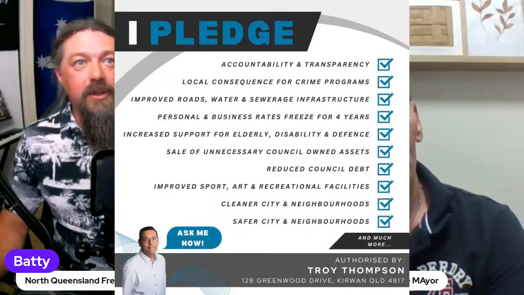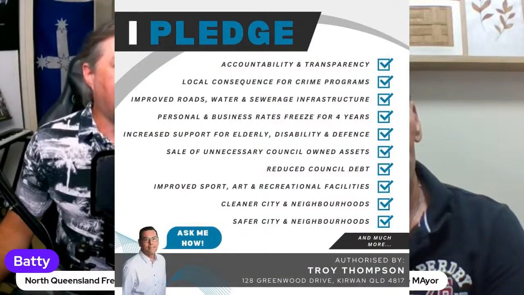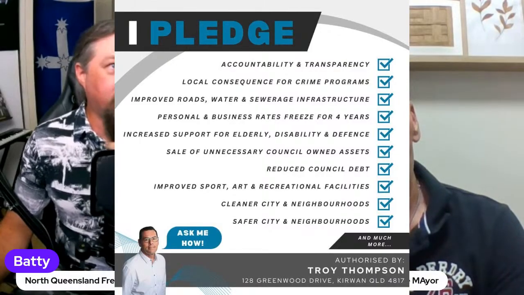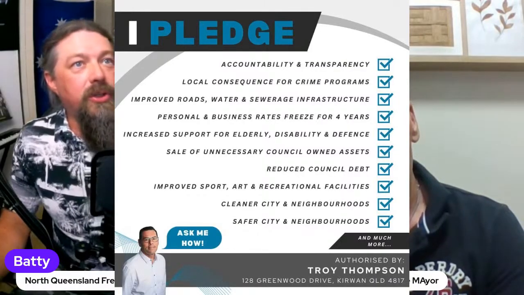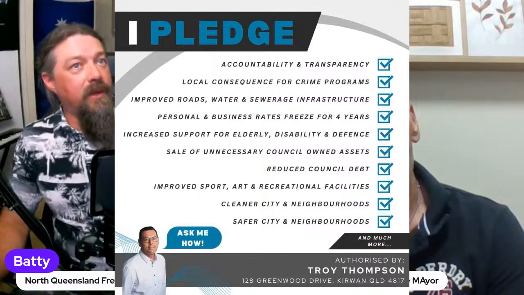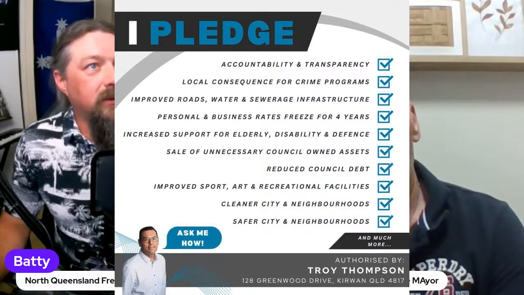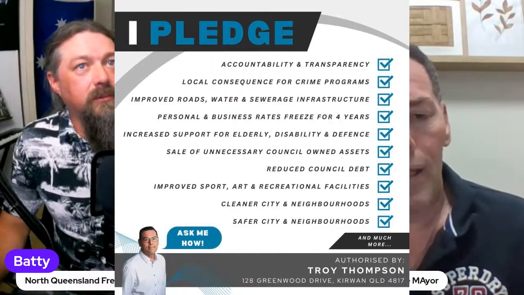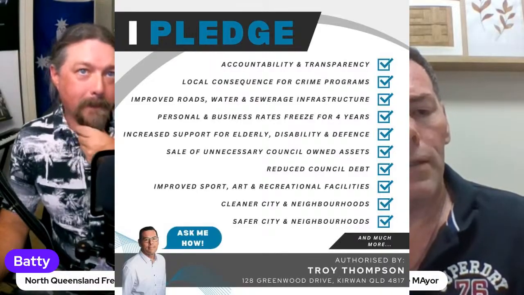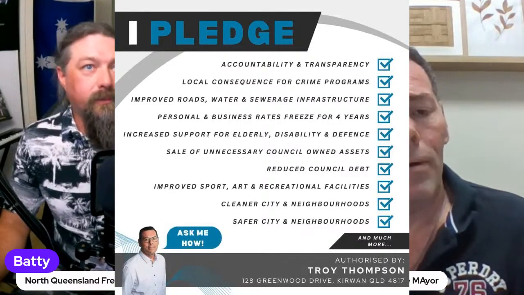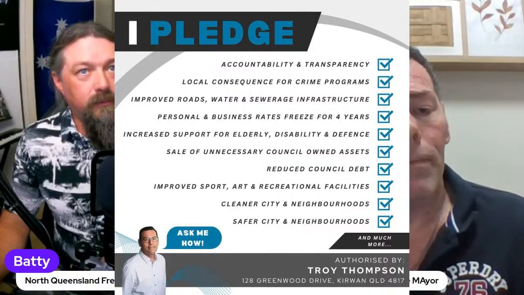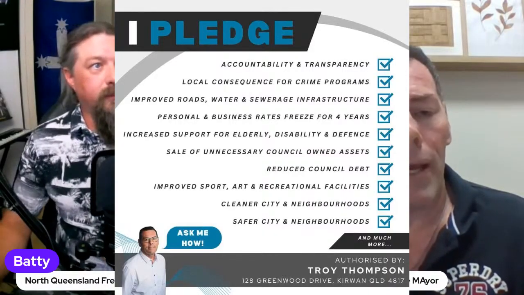But this is Troy's pledge here. Accountability and transparency, which I believe is pretty straightforward and we've kind of covered. Local conscience for crime programs. Is there anything else you'd like to add to that? I kind of feel we covered it, though. Well, I think we did. At the end of the day, there's got to be consequences for any action that's illegal, and let's put them back into work. Build some respect and pride back into the community.